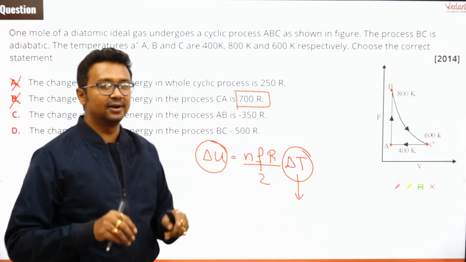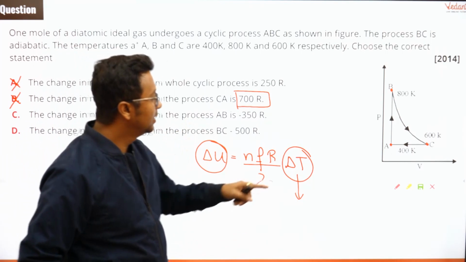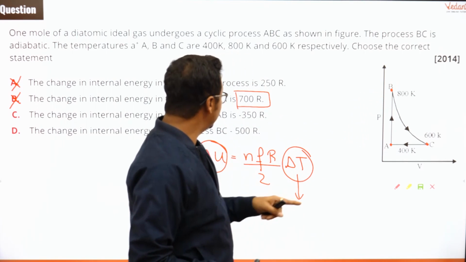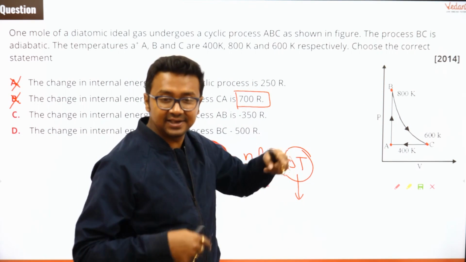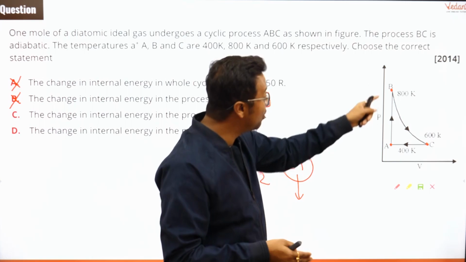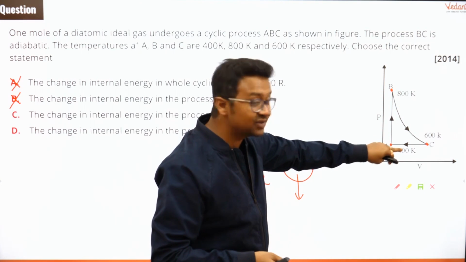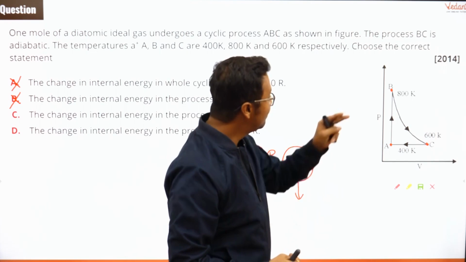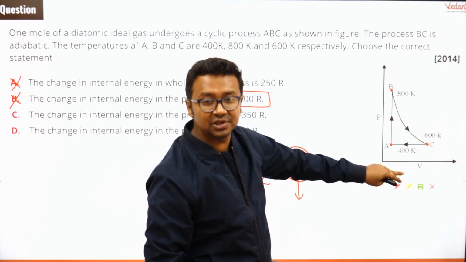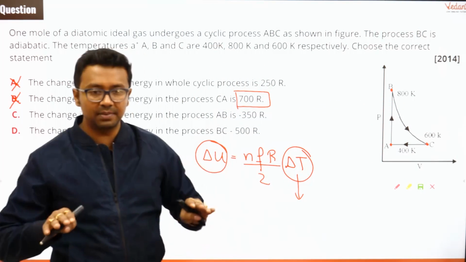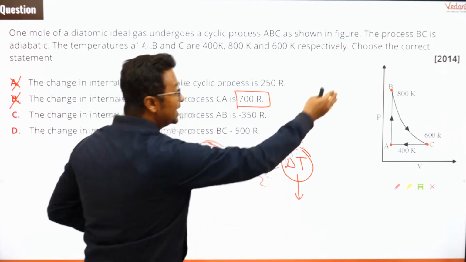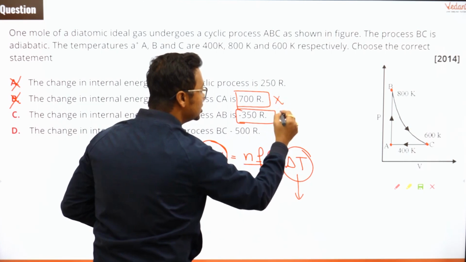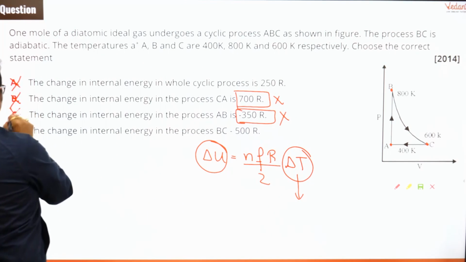Clear? Third one, AB. Students, from A to B, delta T, that is the change in temperature, is positive because it is 800 minus 400. Delta T is always final temperature minus initial temperature. Final temperature is 800, initial temperature is 400. This cannot happen because here delta T is positive, but the option is given as negative. This is also not possible.